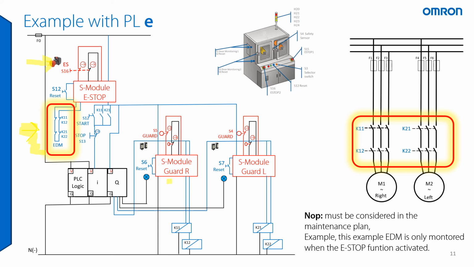Or we can also link the EDM with the safety module of the guard on the right, or also the safety module on the left. So if we change this EDM to be linked to the safety module, we can increase the number of operations according to each opening and closing of the guard. That is something that you must be aware of and you need to think about.